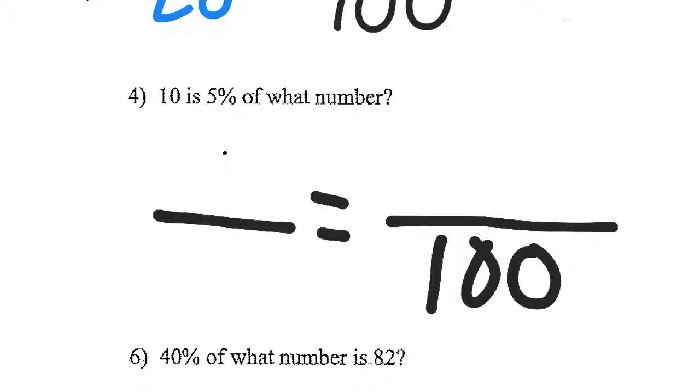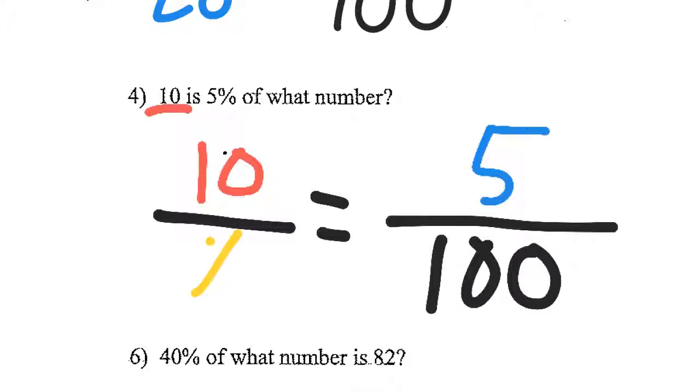Number 4, 10 is. So I'm going to take that 10. It's going to go right there because it's my part. Is 5%. So percents always go over the 100. Of what number? Meaning that we are looking for the of.